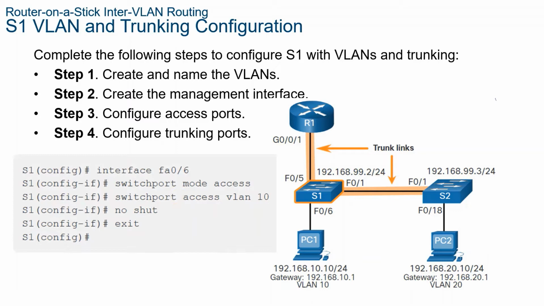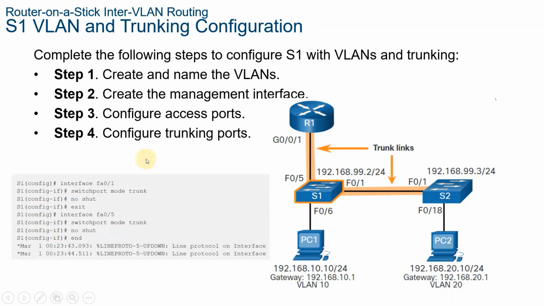Step 3 is to configure the access ports. Port FA0/6 connecting to PC1 is configured as an access port in VLAN 10. Now assume PC1 has been configured with a correct IP address and default gateway. On the switch: interface FA0/6, switchport mode access, switchport access vlan 10, no shutdown, exit.